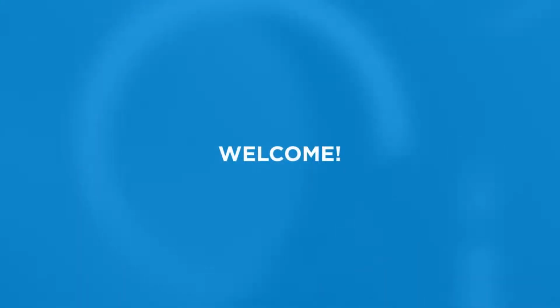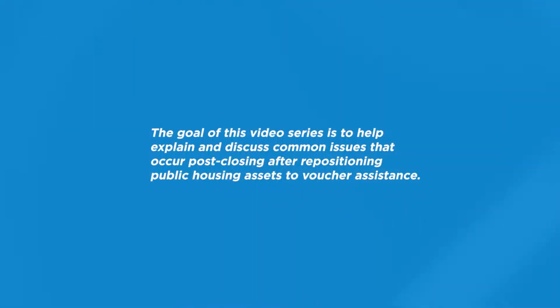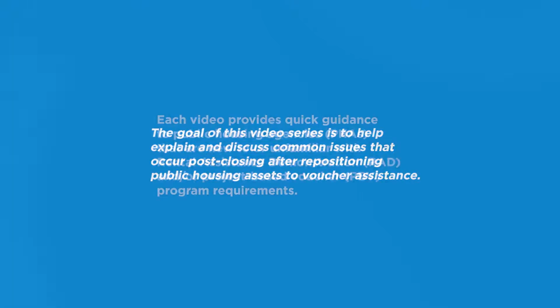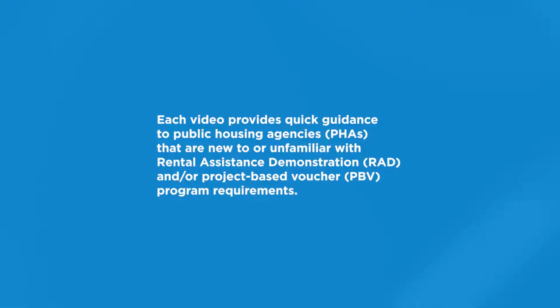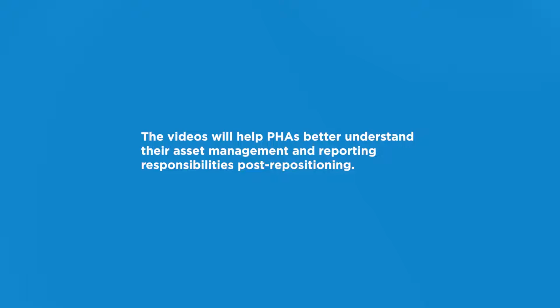Welcome to the Public Housing Repositioning Post-Closing How-To video series. The goal of this video series is to help explain and discuss common issues that occur post-closing after repositioning public housing assets to voucher assistance. Each video provides quick guidance to public housing agencies, PHAs, that are new to or unfamiliar with Rental Assistance Demonstration, RAD, and/or Project-Based Voucher, PBV, program requirements. The videos will help PHAs better understand their asset management and reporting responsibilities post-repositioning.